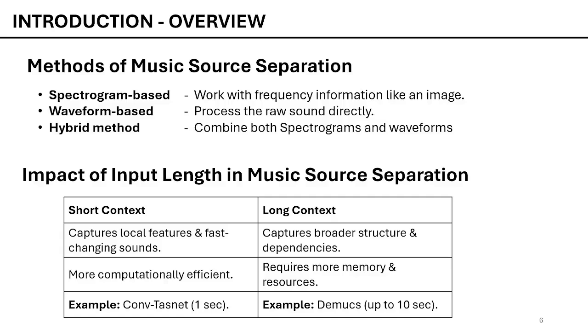Next, waveform-based methods. This method directly processes the raw waveform. It captures fine details of the sound, but it is more challenging because raw waveforms lack clear visual patterns like a spectrogram. Additionally, waveform-based processing requires handling a large amount of data. For example, with a 44 kilohertz signal, there are 44,000 data points per second to process.